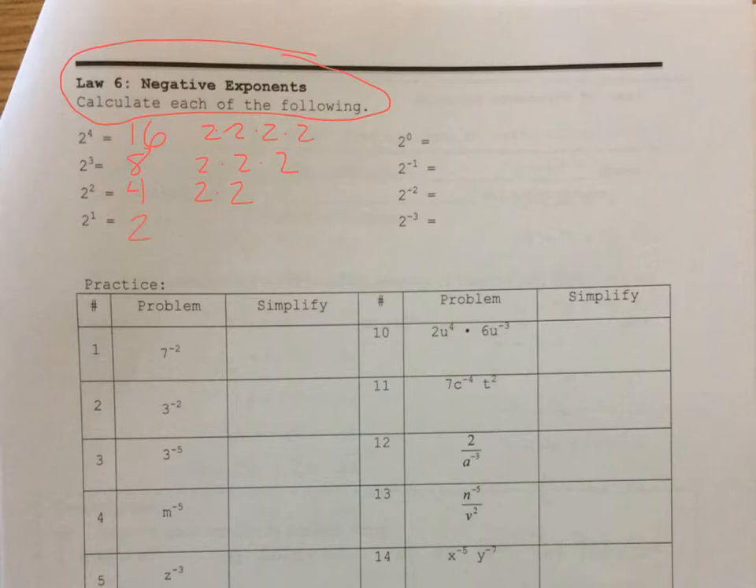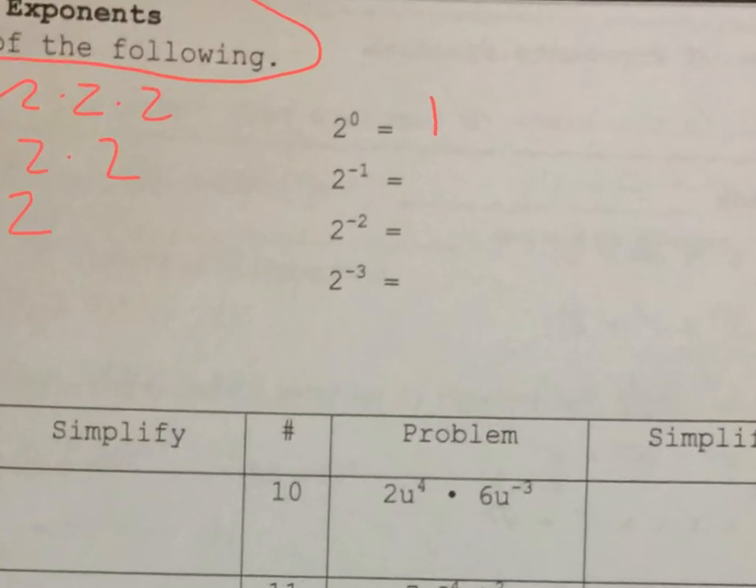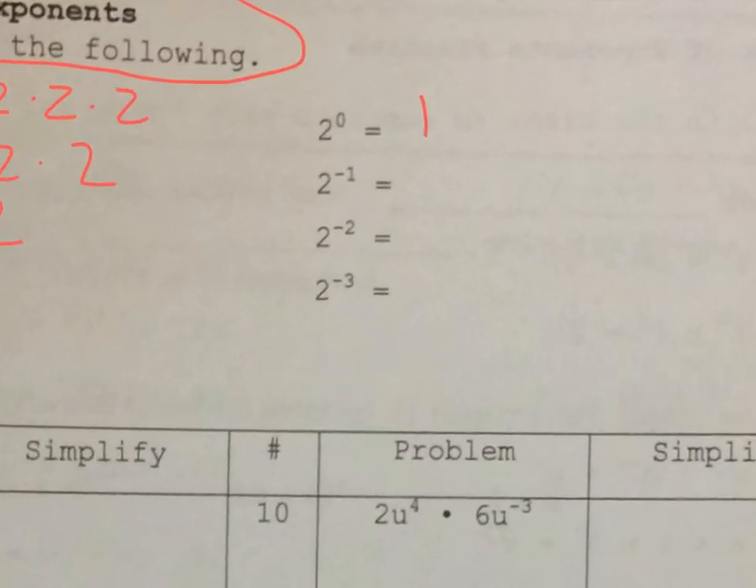You might ask yourself, how are we getting from one to the other? Well, we're dividing by 2. To move from 2 to the 1st to 2 to the 0, divide by 2, and we get 1. What's 1 divided by 2? 1 divided by 2 is 1/2. 0.5 or 1/2. We're going to leave it as 1/2.